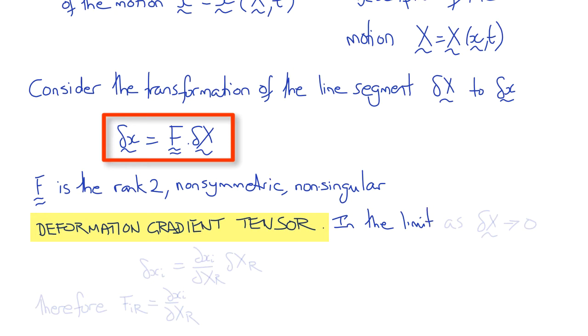Now, in the limit, as delta big X tends to 0, we can use the chain rule to relate the components of delta little xi to delta big Xr by the partial derivative del xi del Xr. Therefore, the components of the deformation gradient tensor, F i r, are the partial derivatives of the deformed or current coordinates, little xi, with respect to the undeformed or reference coordinates, big Xr.